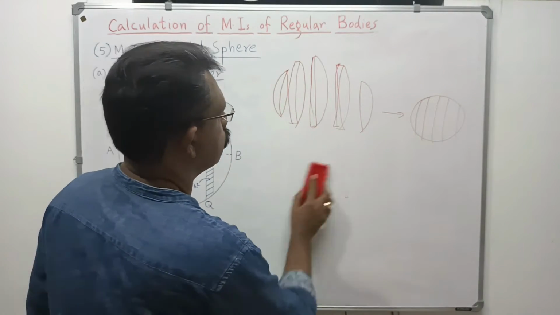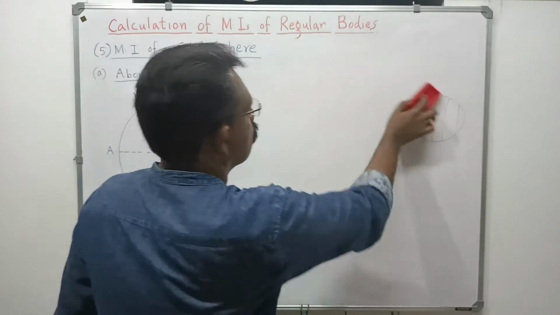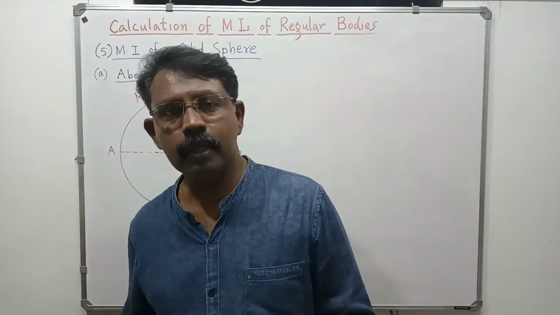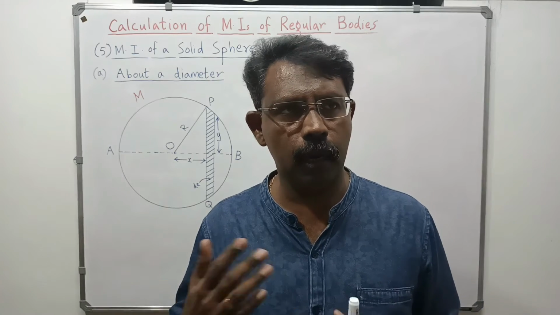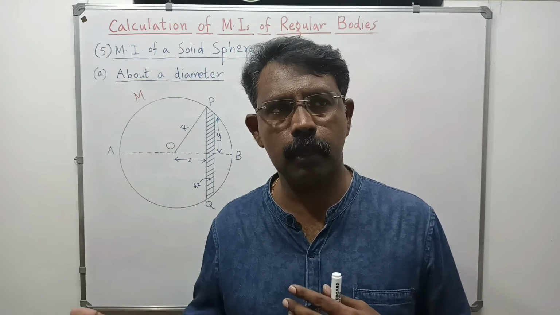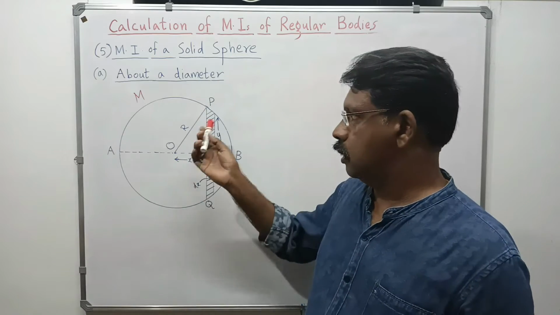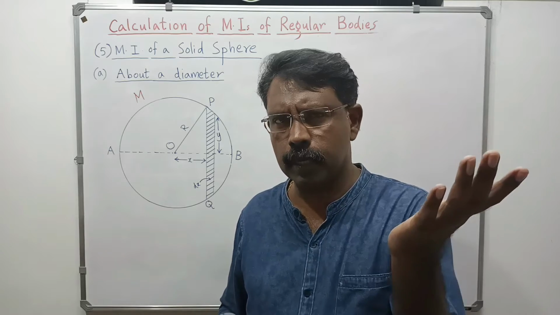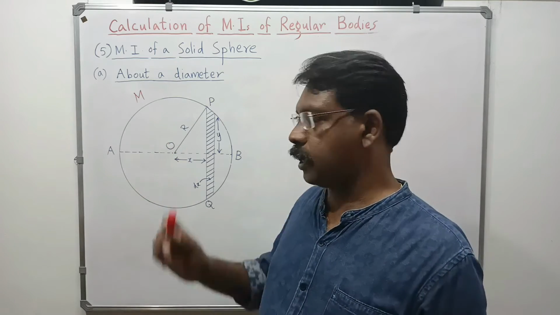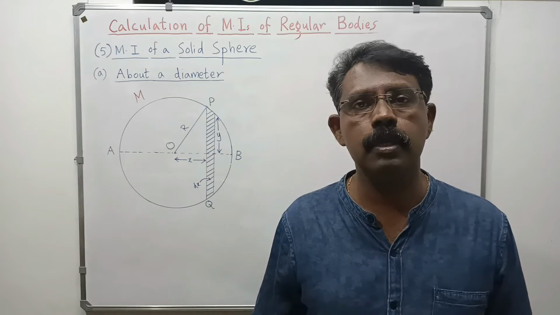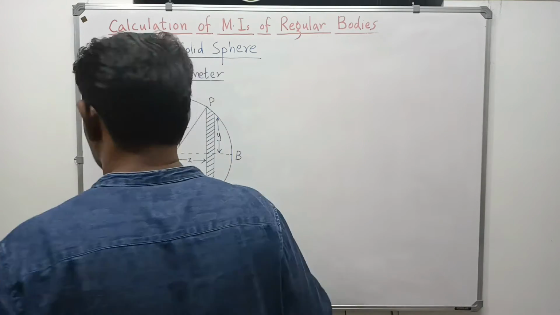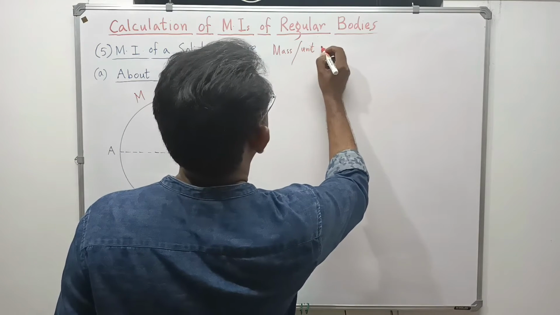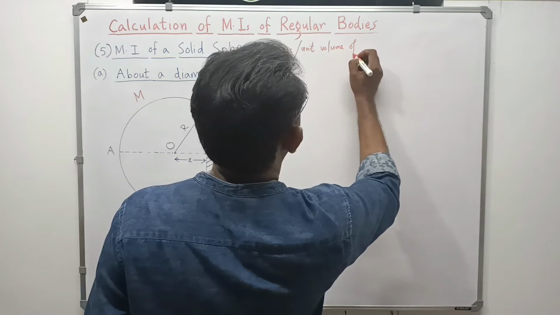The first step, as always, is to determine either the mass per unit length in the case of a bar, or mass per unit area, or mass per unit volume. In the case of a uniform rod, we were taking mass per unit length. In the case of a ring, we were taking mass per unit area. Here we are taking mass per unit volume of the sphere. So the first step is mass per unit volume of the sphere.